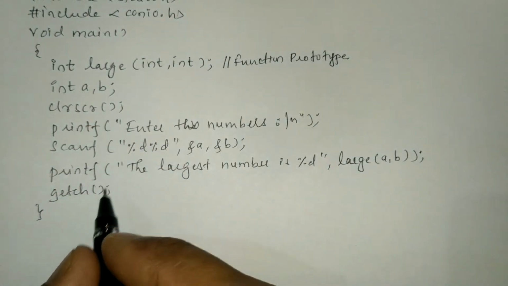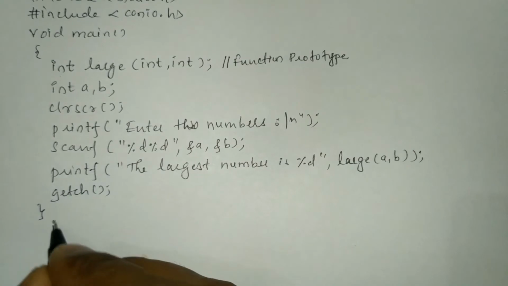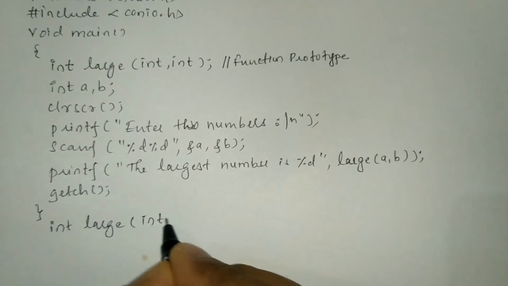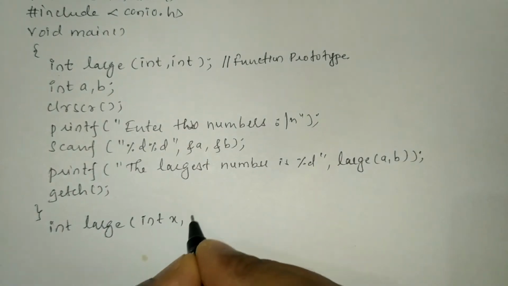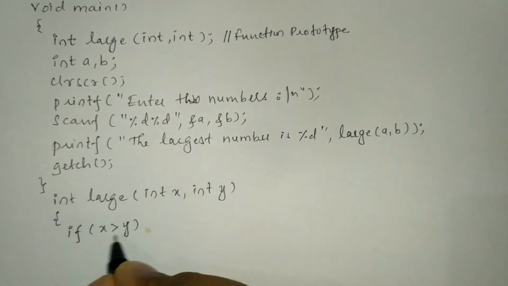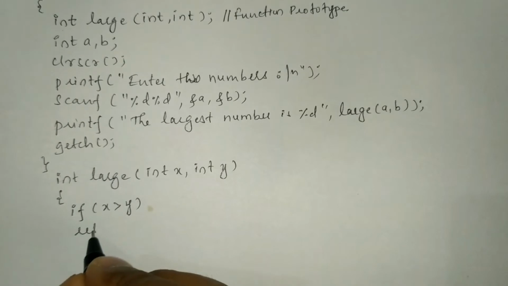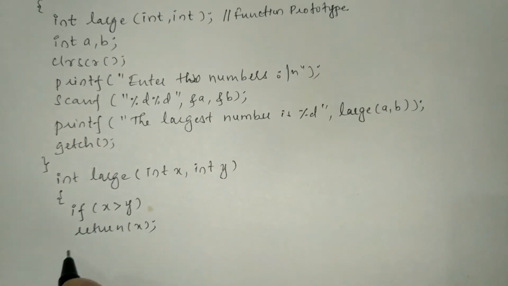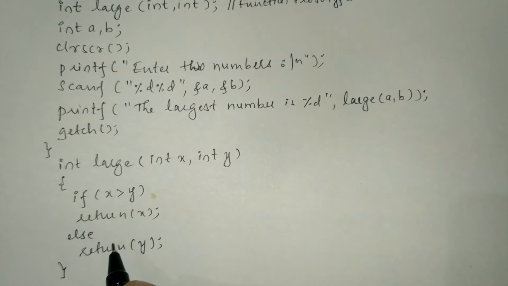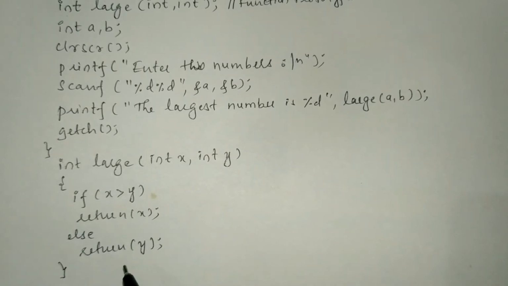Now we have to define this particular function. So how to write? We can write return type integer, name of the function as large. Next we have to pass two arguments. Here I'm going to write int x, comma, int y. Next curly open brace, and here we are going to check the condition. If x is greater than y, then it has to return x. Otherwise, that is else part, it has to return y value. Curly closing brace indicates this is the termination point of the function definition.